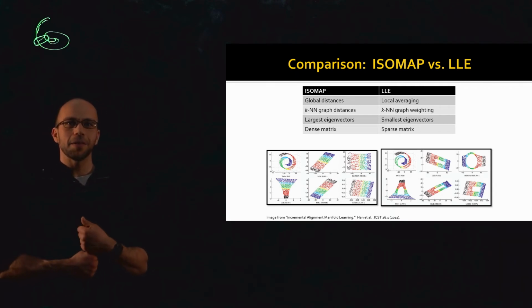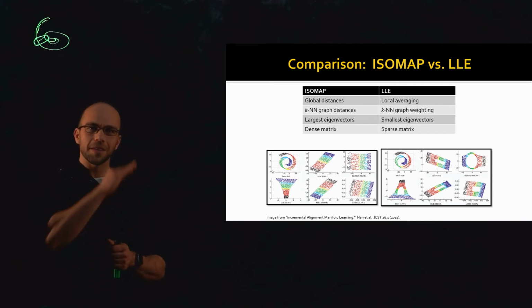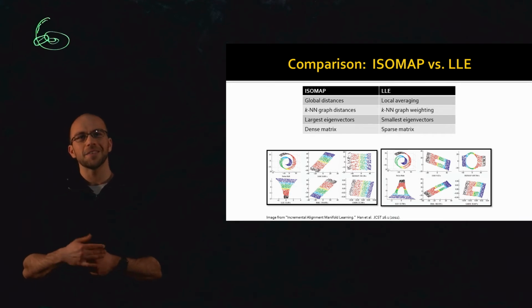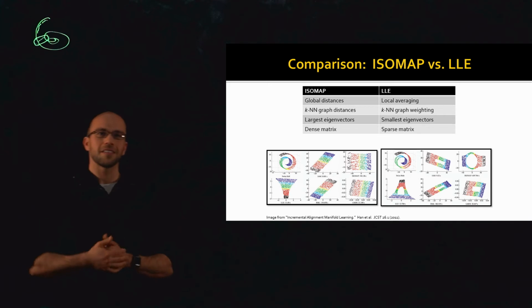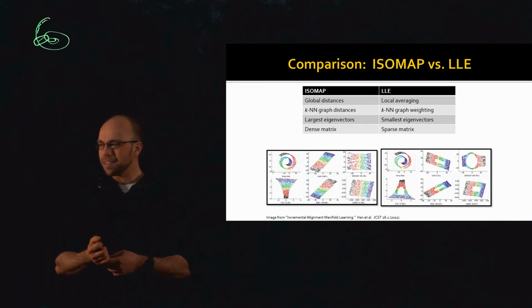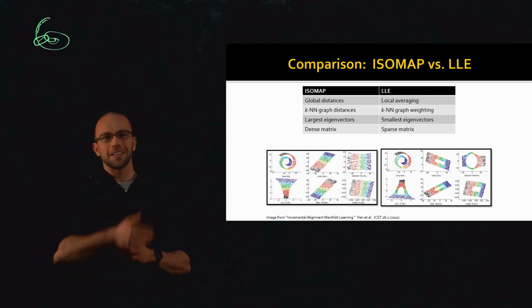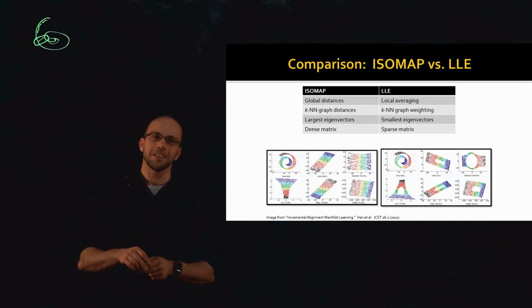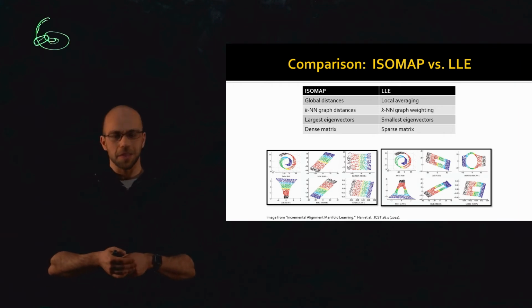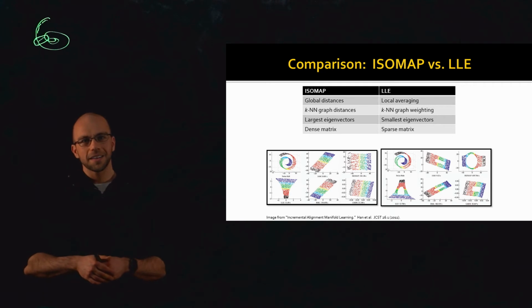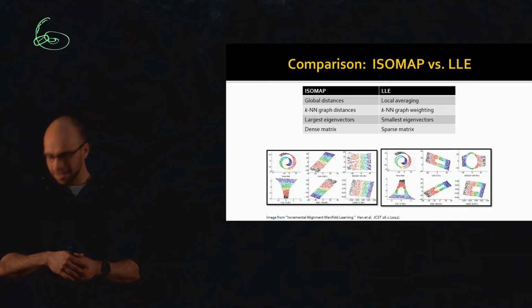So for example, one of them uses graph distances, the other uses graph weightings. One computes the smallest eigenvectors, one computes the largest. Isomap effectively computes largest eigenvectors because it's borrowing the MDS algorithm, whereas LLE, we just showed, computes the smallest ones. And the third one is important computationally: Isomap works with a dense matrix, and LLE works with a sparse matrix.